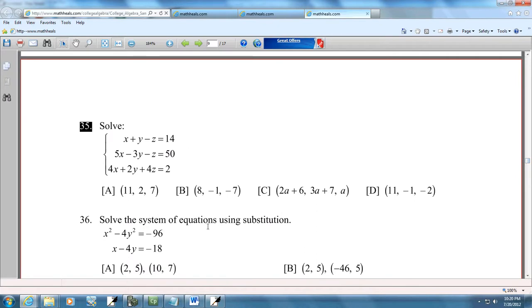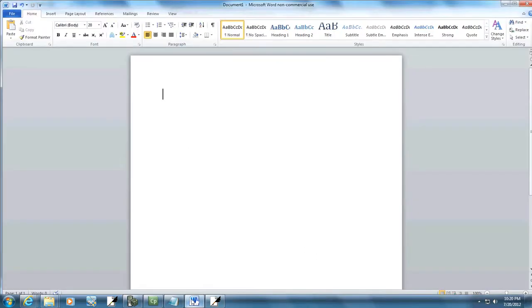Okay, let's do this one by hand now. So let me write down the steps. Solving a linear system of equations, 3 by 3. 3 equations, 3 variables. Now we have our first 3 equations, equation 1, equation 2, and equation 3. So step 1.